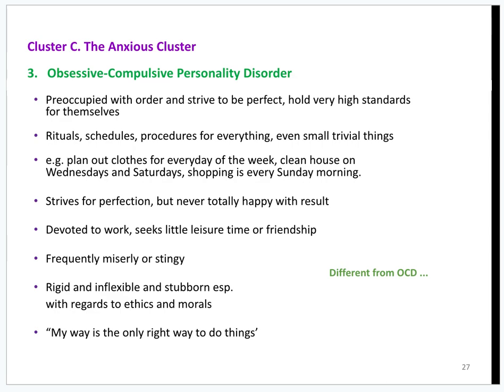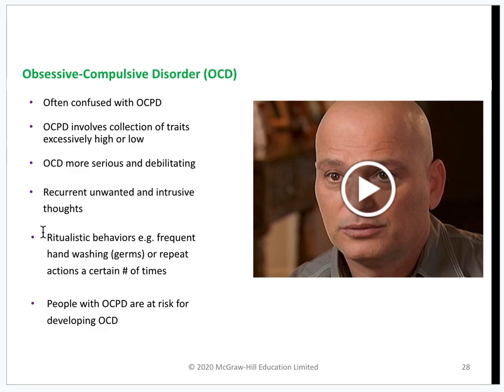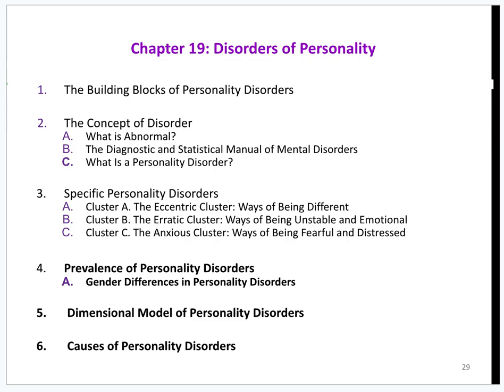They're devoted to work. They seek very little leisure time or friendships. They're very much focused on this schedule and having everything perfect, to the sacrifice of their friendships and spending time with other people. Frequently miserly or stingy, so cheap. Rigid and inflexible with regards to ethics and morals. So ethics and morals and the way that they do things, that is the correct way, and they are not flexible on that. Yeah. So take a look at this video, as I said, and the difference between these two things. And then that is it for the 3 clusters of personality disorders.